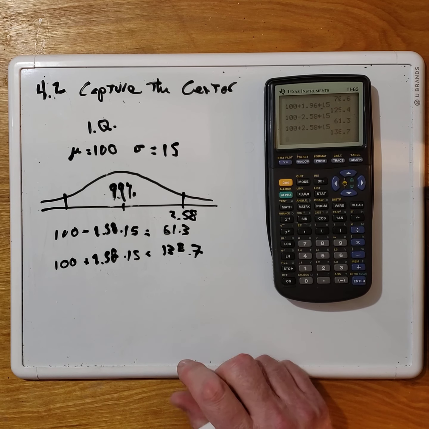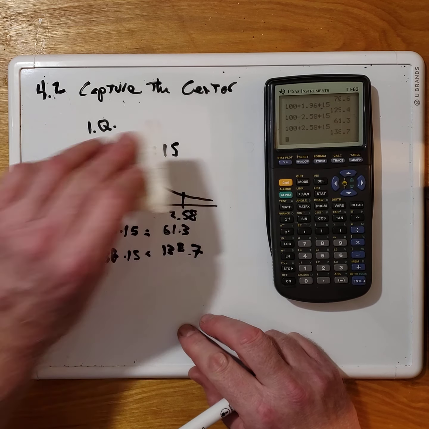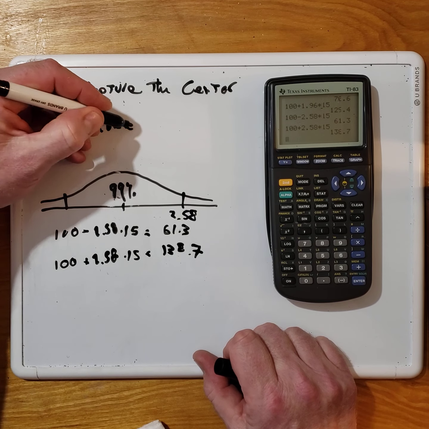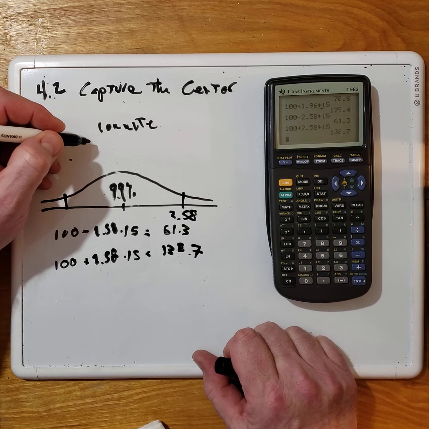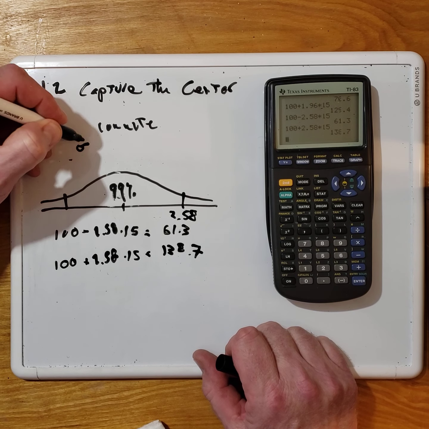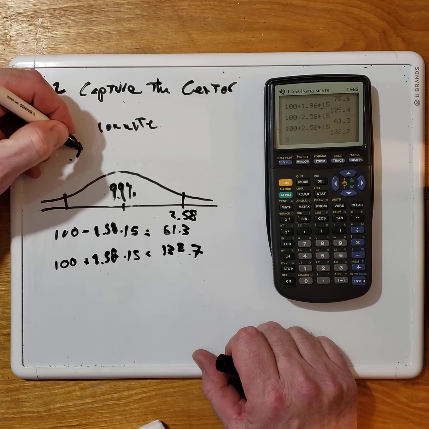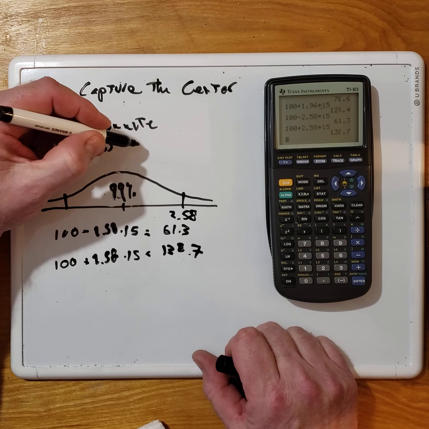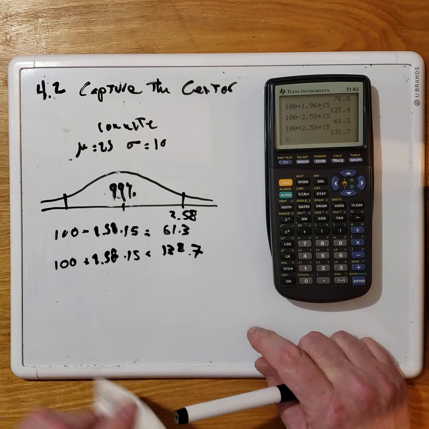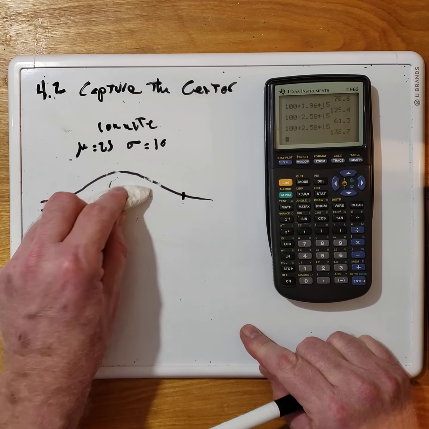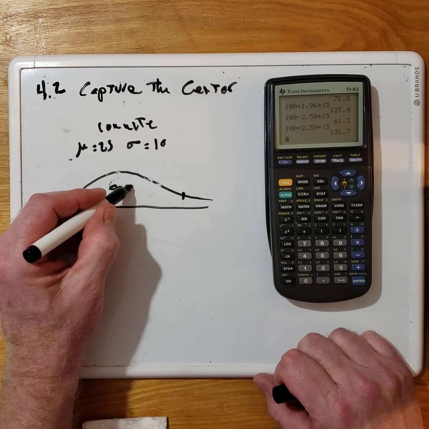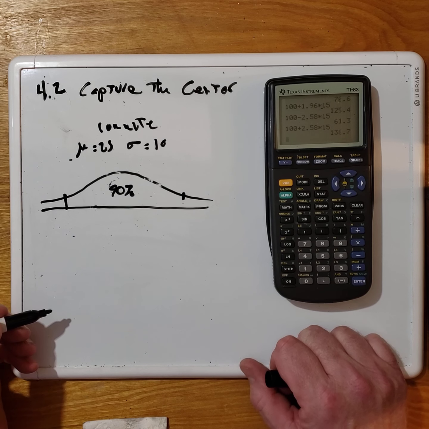Let's do one more. Let's talk about commute times. Suppose our average Jefferson College student has a commute time of 25 minutes. So a mean of 25, right? Mu for the mean. And then standard deviation, sigma, of 10. Standard deviation of 10 minutes for that distribution. And suppose, since we haven't done a 90% yet, we want to capture that middle 90% of commute times.